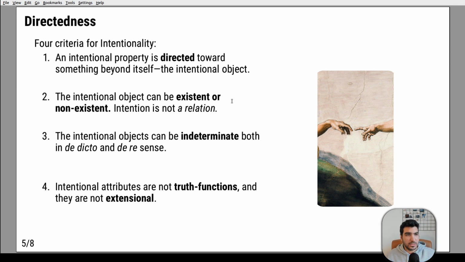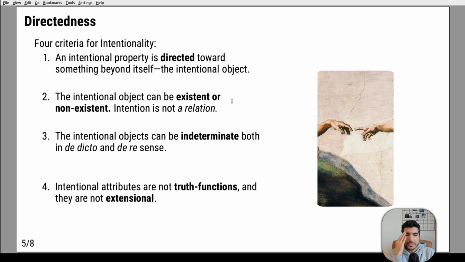And the fourth property is that the intentional attributes are not truth functions and they're not extensional. What do we mean by that? Truth functions are the operators in logic that work with the truth values, in a sense that when you give them certain propositions that are true, they work as a function, and they say, okay, if this is true and this is true, then the outcome of that function is true. For instance, the operators and, or. These are truth functions. If both arguments are true, the outcome is true. If one is true, the other false, the outcome is false for the and function.